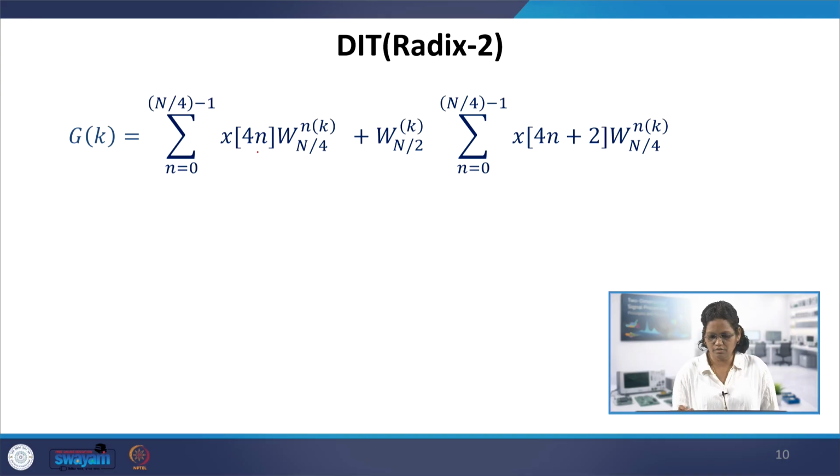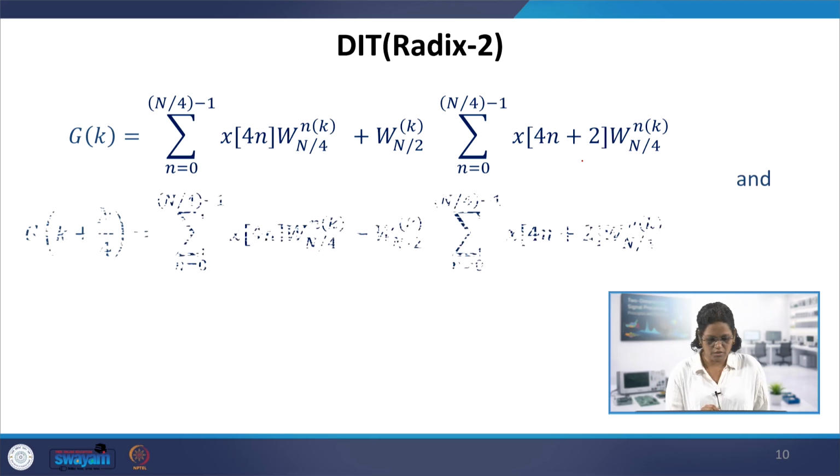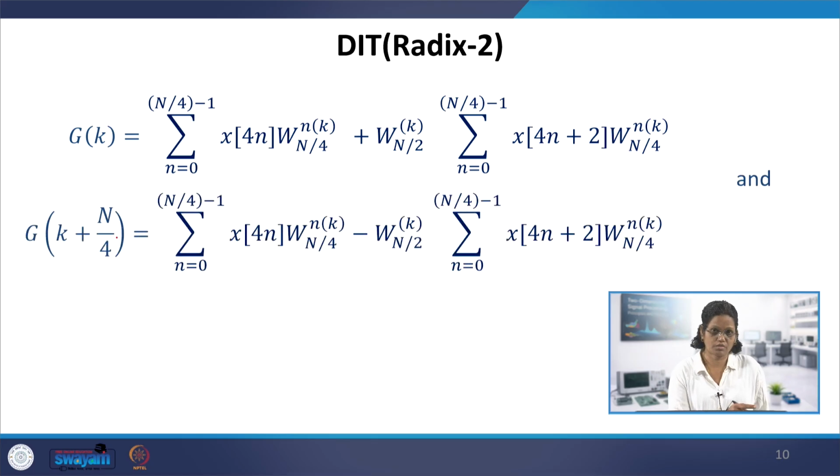This 4n and 4n plus 2, that is 2n and 2n plus 1, those samples are further divided into 4n, and here it is 4n plus 2. So we get k plus n by 4, as we did x of k and x of k plus n by 2. So here g of k and g of k plus n by 4. So now this is n by 4 minus 1, that is 8. Here is 2 minus 1, this is only 1, 0 and 1. 0 and 1 summations vary. So we have the 2-point DFT. This whole thing now split into 2-point DFT.